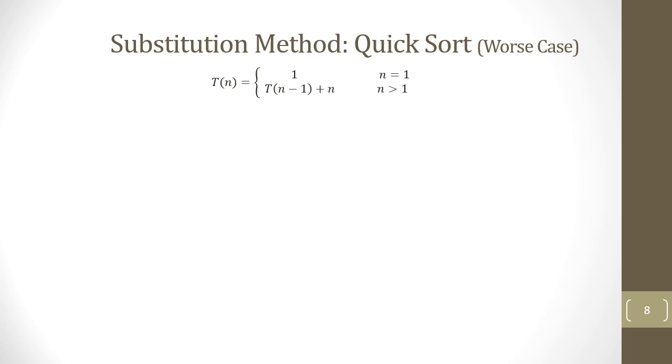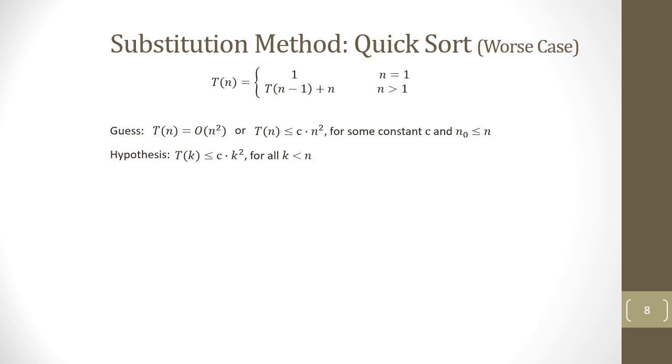So now let's have a look at a different problem. The recurrence equation of the worst case scenario of quicksort is given. To solve it through the substitution method, the first step should be to make a guess. In this case, we make a guess solution of n square. Our hypothesis will be T(k) less than or equal to c k square for all values of k less than n. In this case, we will choose k as n minus 1.